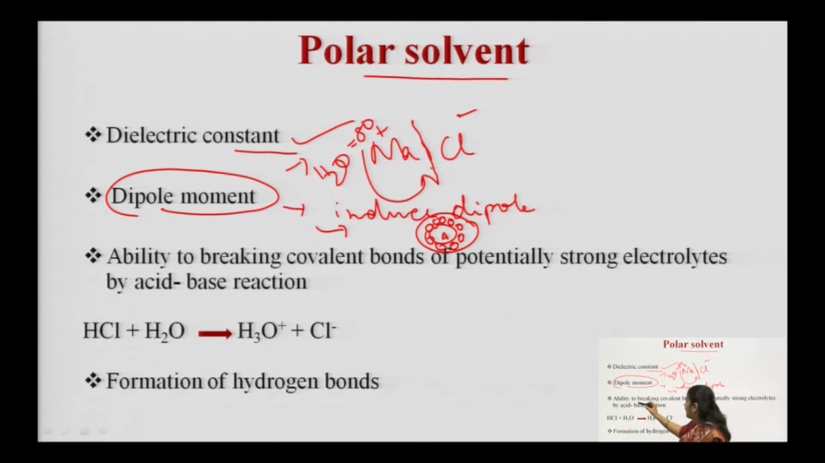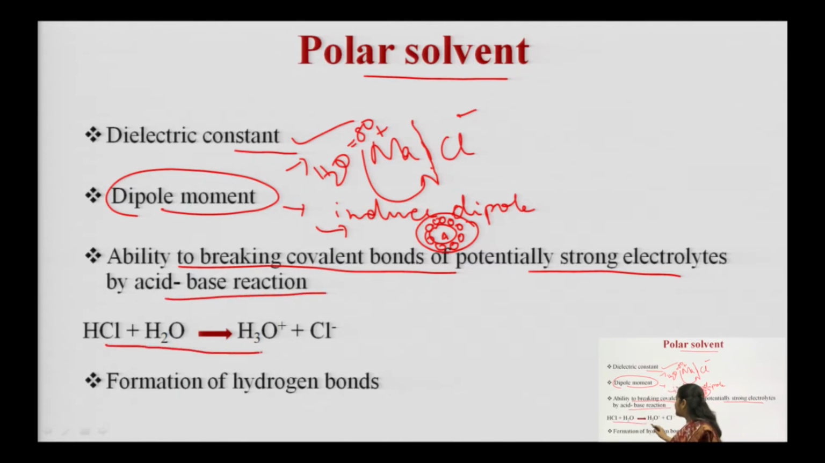Then they have the ability to break the covalent bond of potential strong electrolytes by acid base reaction. We can see this in this example: HCl plus water gives hydronium ion and Cl minus, and thus the solubility of HCl in water increases. Then formation of hydrogen bonds, which we have already discussed, increases the solubility of the solute in the solvent.